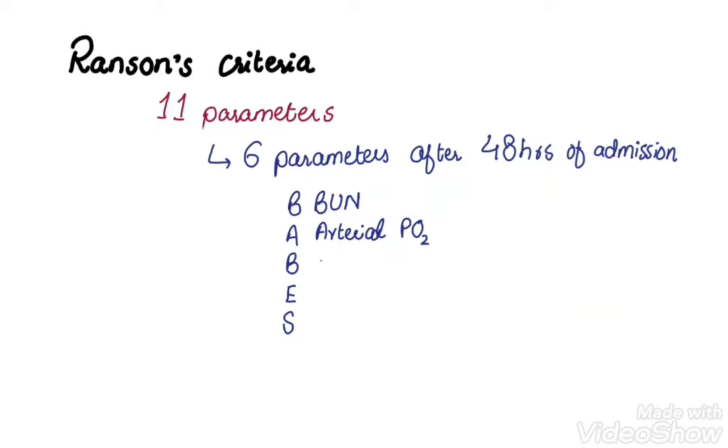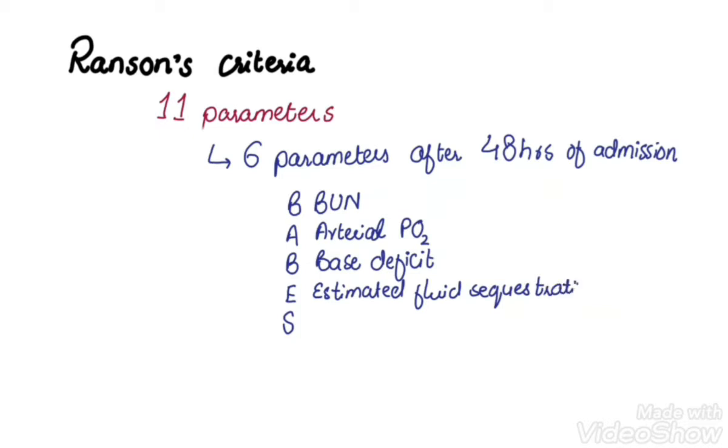His blood urea nitrogen is raised. This is because when acute pancreatitis occurs, there is a loss of fluid from the vessels due to inflammation, and this causes hypovolemia and decreased renal perfusion. Arterial oxygen also falls. This is because of the inflammation which causes cytokine storm that causes lung damage. Base deficit or metabolic acidosis occurs due to lactic acidosis.